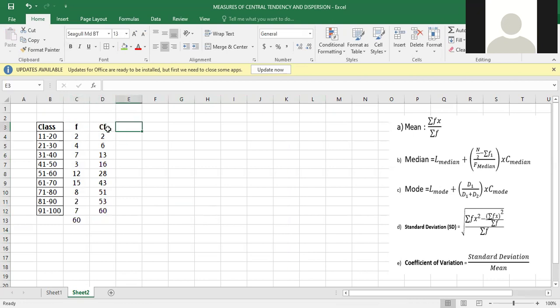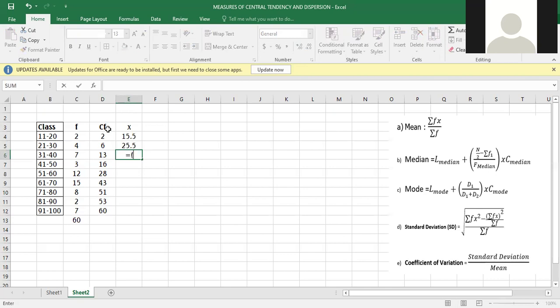And so the question asks us to use the midpoint value method to get our mean. So the midpoint, which is our x now, for the first class, you will pick 11 plus 20, then you divide it by what? By 2. That will give you 15.5. And so you follow that order: 21, which is the second class, plus 30, you divide it by 2.